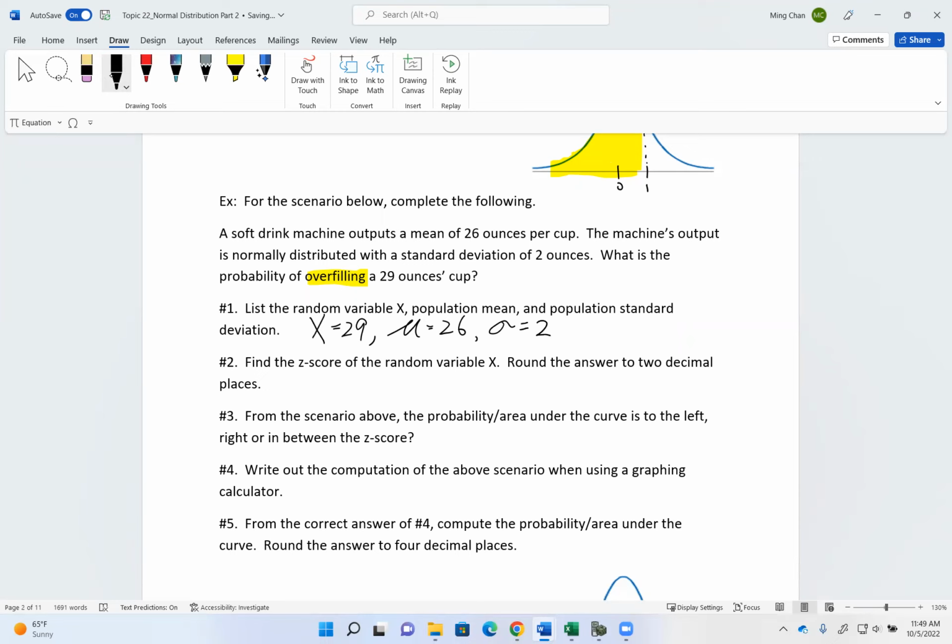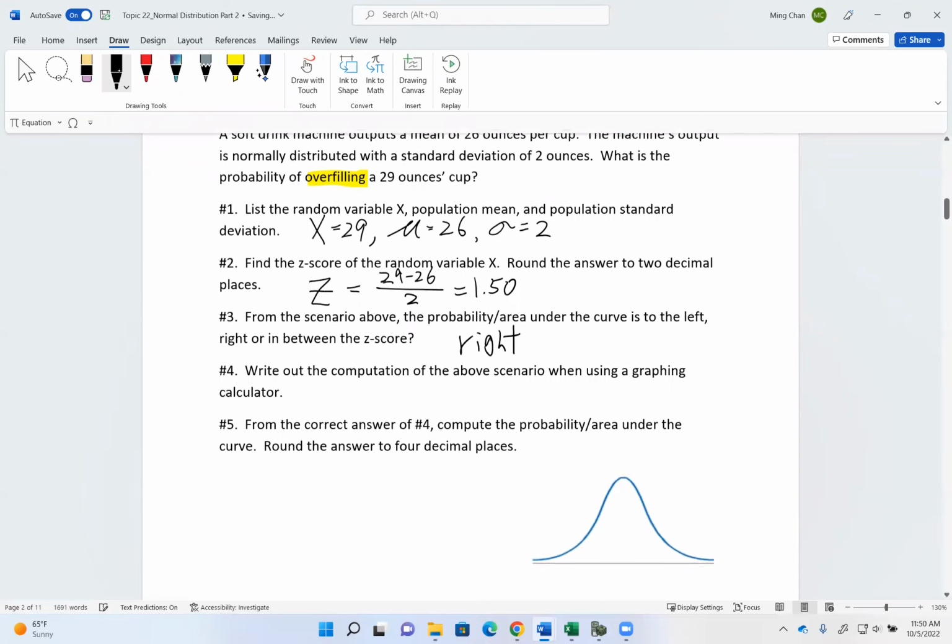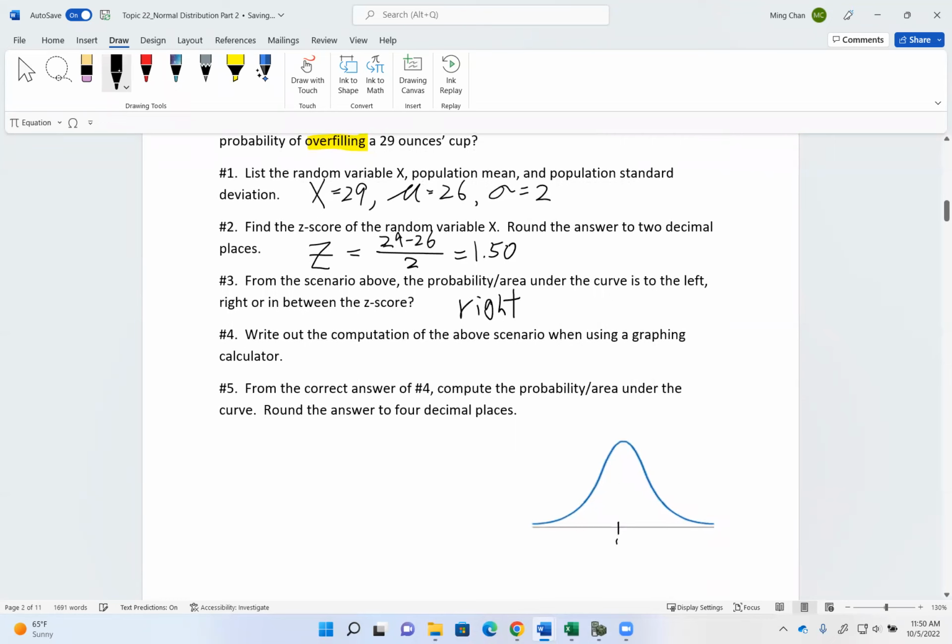So find the z-score of the random variable X. Let's convert the 29 into a standardized score. That's 29 minus 26 first, divided by 2. So that's 3 divided by 2, which is 1.50. Overfilling a 29-ounce cup means I'm looking for the area to the right. The mean is right here in the middle, and 1.5 is to the right. I'm looking for the probability to the right of my 1.5.